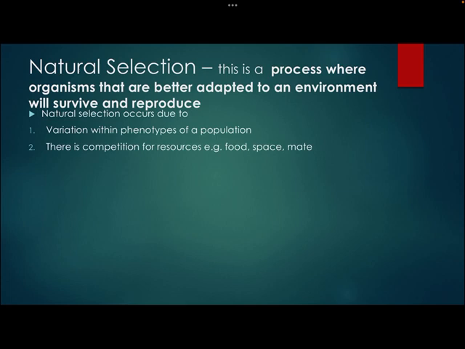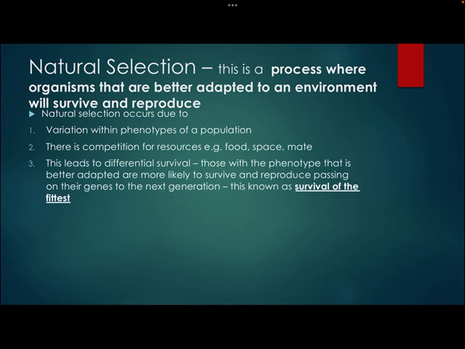If you're asked this in a question, if they've told you about an individual, you read what information they've given and use that to guide you to how you would explain it. So there's competition, for example, food, space, or mate. This leads to what's known as differential survival.